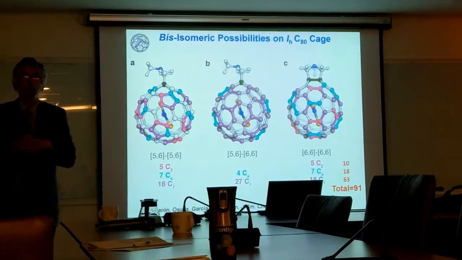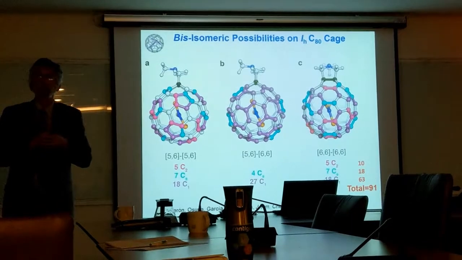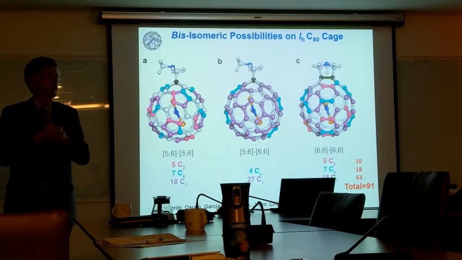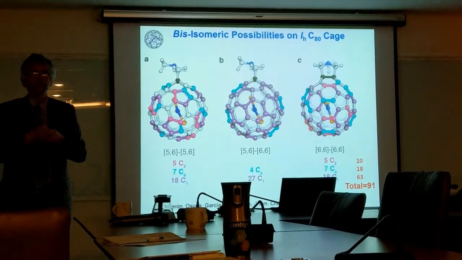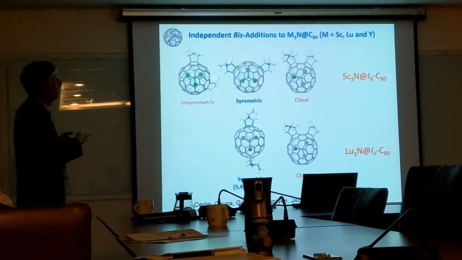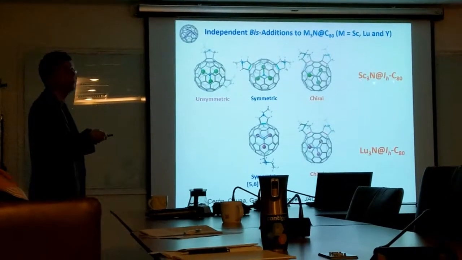So we do the experiment. How many isomers do you think we get? Just take a wild guess. Oh, come on, you can't go wrong, right? So we only see 3 in the case of scandium nitride.